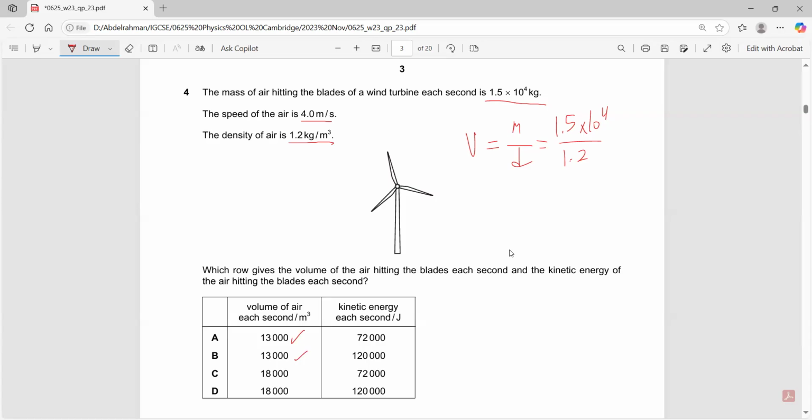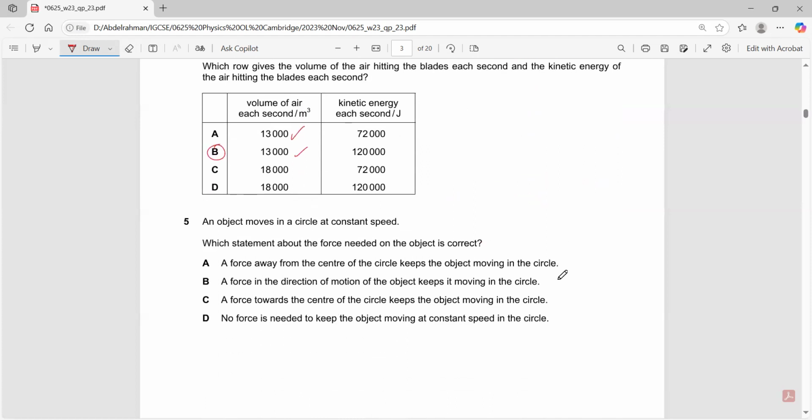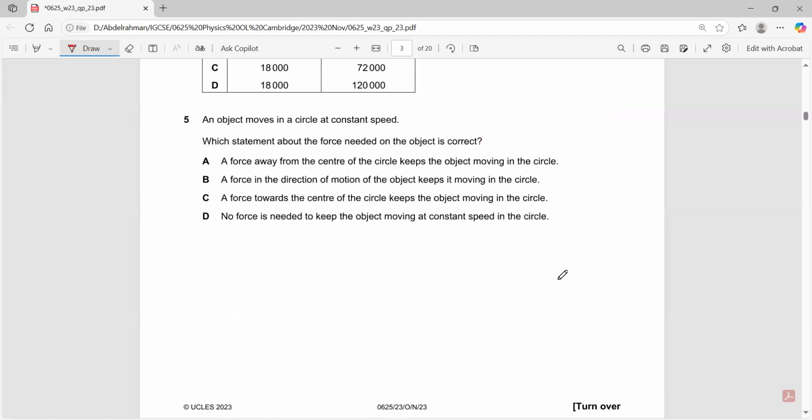Can I find the kinetic energy? Yes, half mv squared. Half times 1.5 times 10 to the power of 4 times the velocity, which is 4 squared, giving you a huge number, almost 120,000 joules. Definitely a huge number.